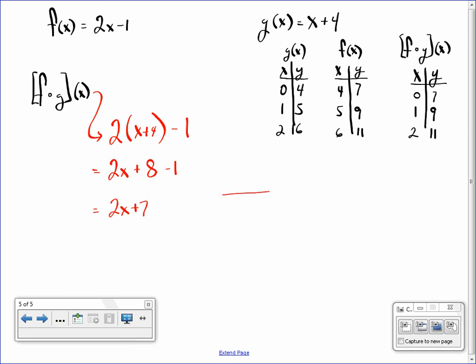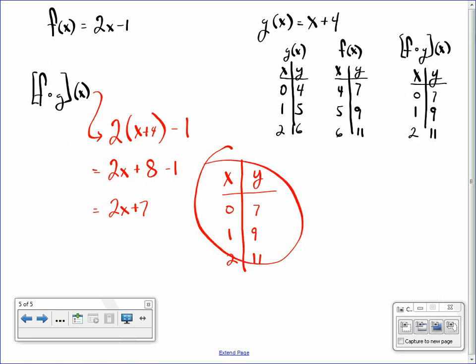Now watch what happens when I run these same numbers through here. Domain, range, 0, 1, and 2. Alright, if I run a 0 through here, 2 times 0 is 0, plus 7 is 7. Let's run a 1 through there. 2 times 1 is 2, plus 7 is 9. And let's go here. 2 times 2 is 4, plus 7 is 11. Compare this with this one right over here.